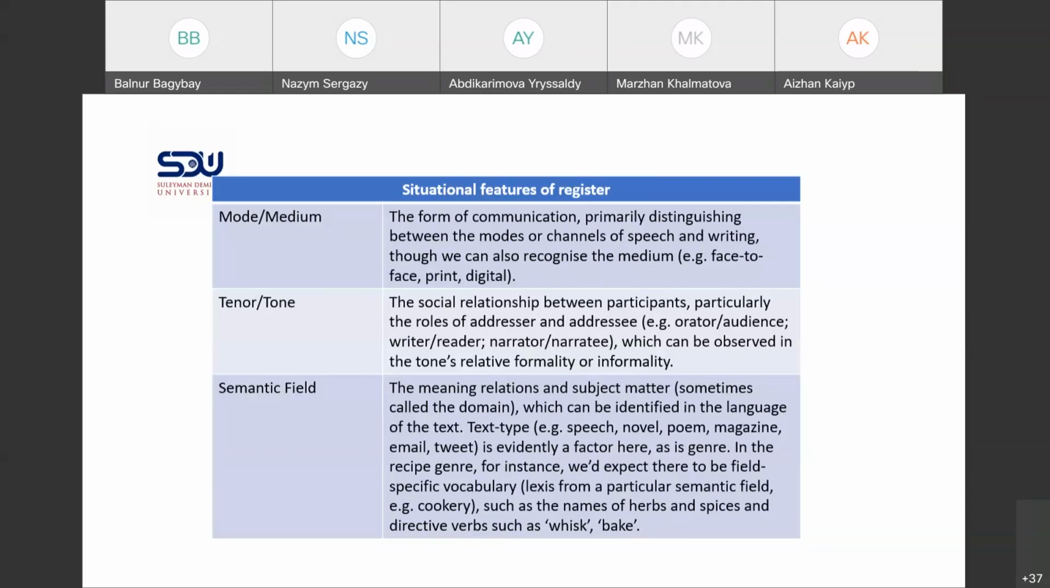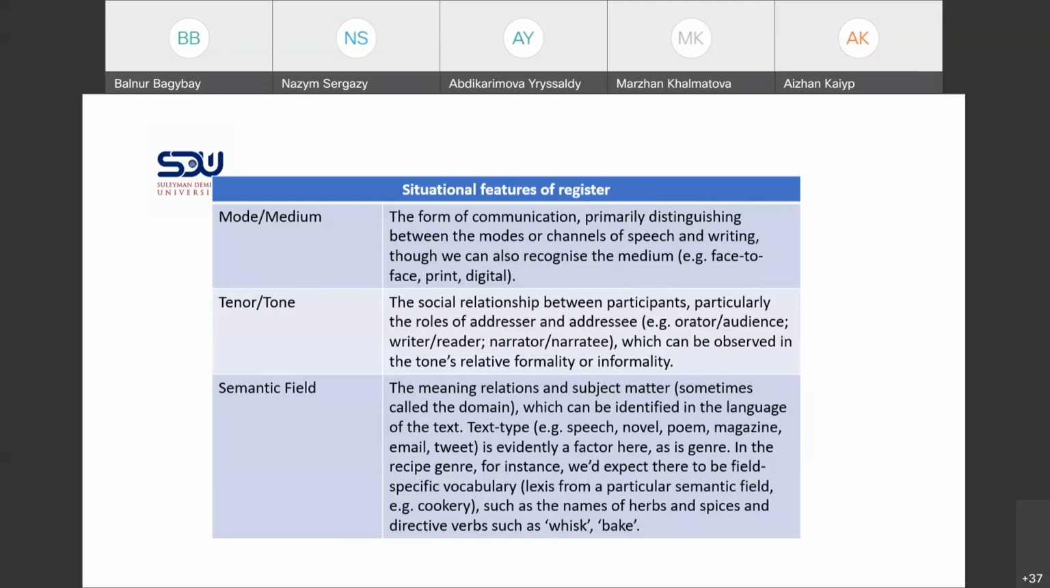This is a situational feature of register. Next is the tone. When you're talking to people, you may say, "Please do not apply that tone of voice, tone of speech to me," when someone is talking in a very rude language or a very rude way to you. So it's the same thing here.